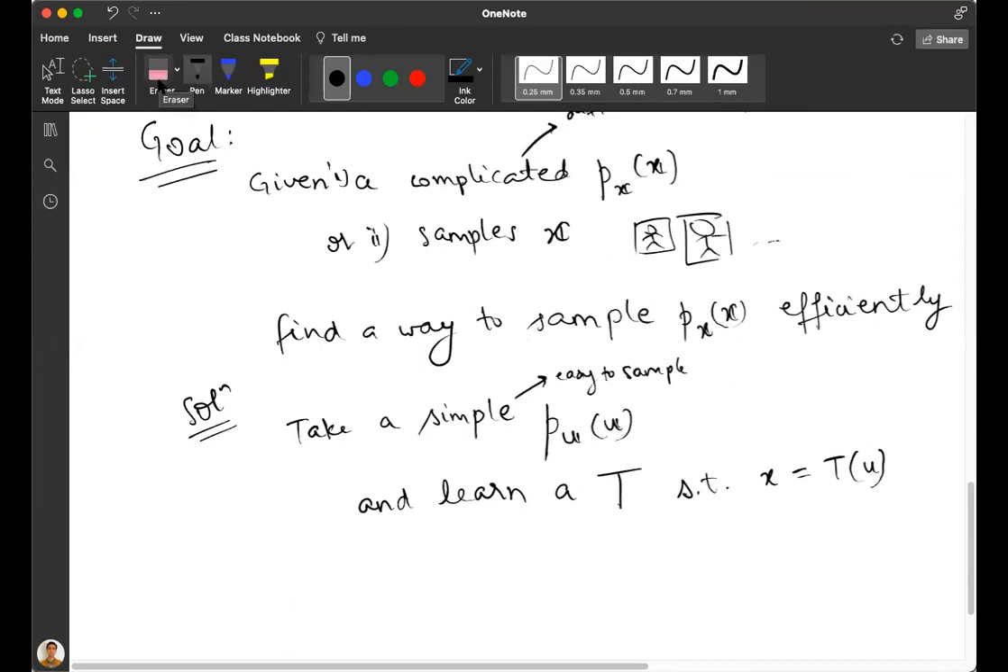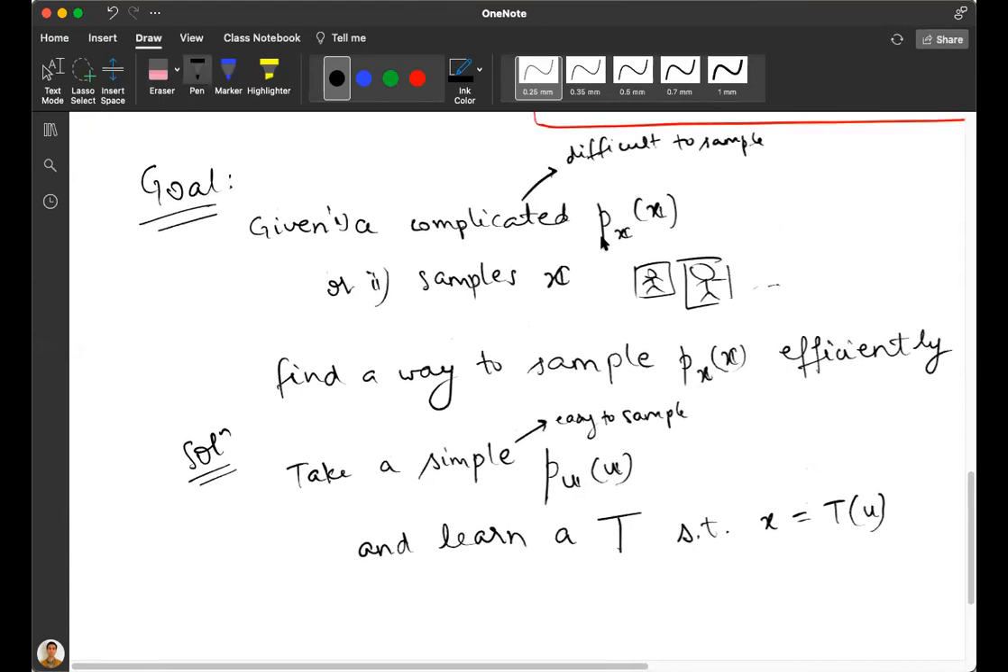Yeah, I think that's it. Learn a T such that X equals T of U. That's it. So basically, you sample from this easy distribution and transform them, and it's as good as sampling from the difficult distribution, the complicated distribution, right?